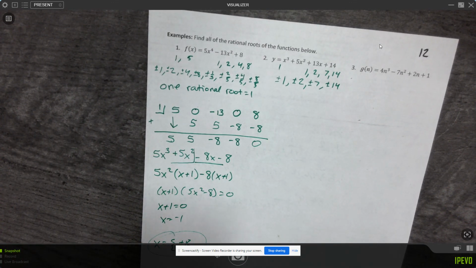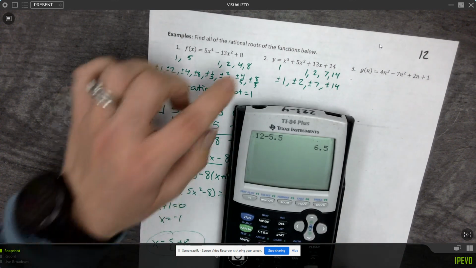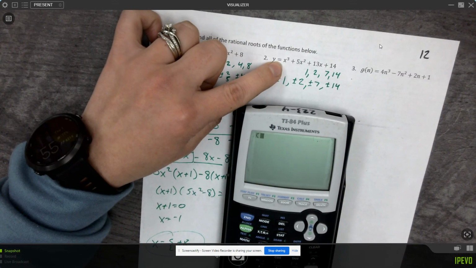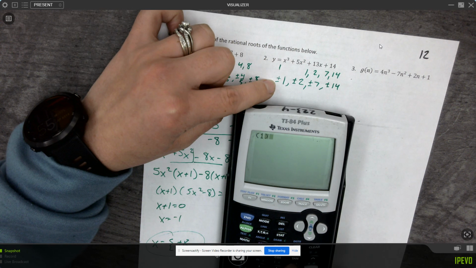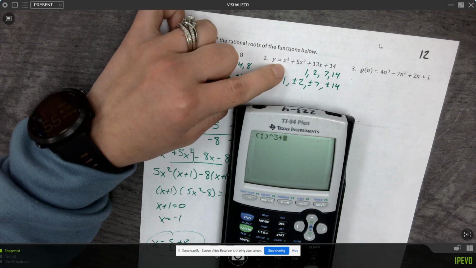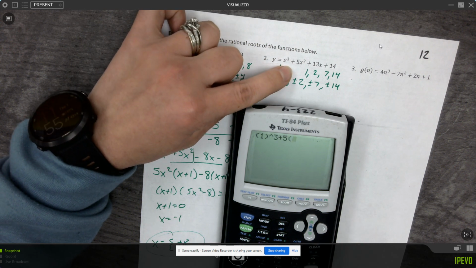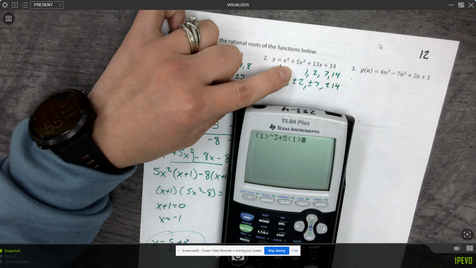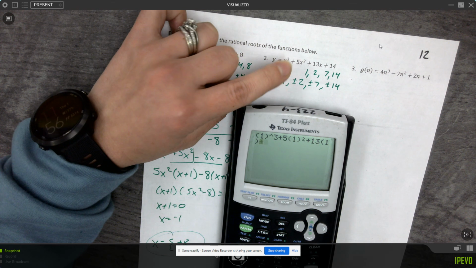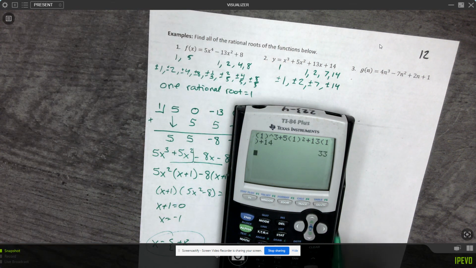So remember, we are going to start in just taking our function. I'm going to plug in a positive 1 to the third, plus 5, plugging in a positive 1 to the second, plus 13, plugging in a positive 1, plus 14. I do not get 0. I'm looking for 0 because I'm looking for the zeros. Roots, zeros, same thing. So then I can continue and I could plug in negative 1.